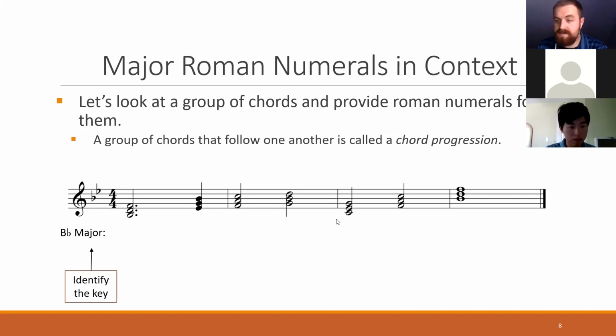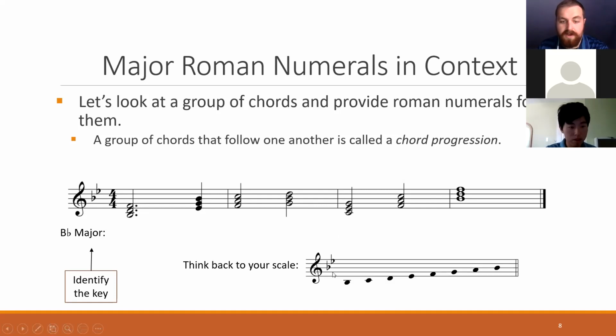Now, this is a logical chord progression. This could be perhaps a reduction of an actual piece of music, and we've just reduced it down to its simplest chords in the order that they appear. So think back to your scale. I've written out the B flat major scale for you. 2 flats, B flat and E flat. There's your scale. Let's go ahead and try this now.